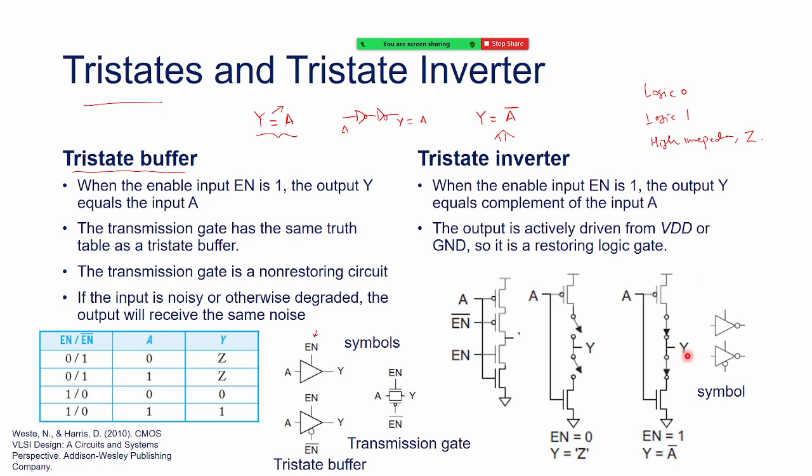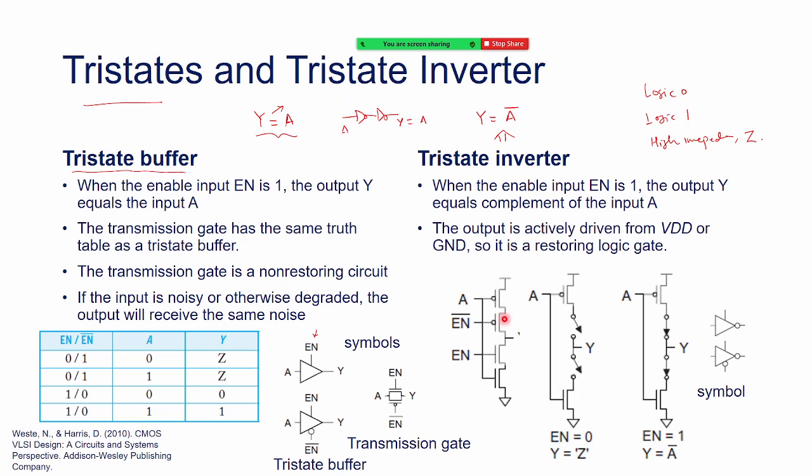And what is the benefit? We always want strong voltage sources, 0 or 1. We don't want degraded outputs. That's what we have discussed so far. So we'll see how to create these restoring logic gates. So this was for the tri-state buffer.